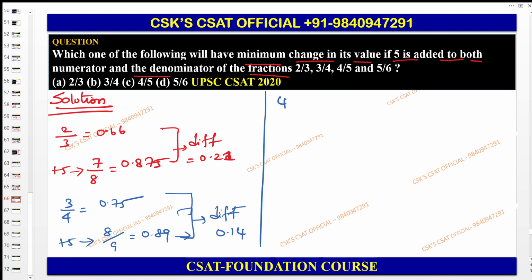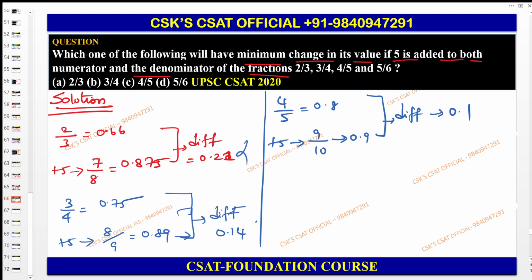Now 4 by 5. So you know 1 by 5 is nothing but 0.2. 4 by 5 is nothing but 0.8. Now adding 5 to the numerator gives 9, and adding 5 to the denominator gives 10. Obviously you know that is 0.9. Find the difference here. The difference here is 0.1. So they're asking you for the minimum, which is the minimum? Now this is not the minimum, and this is not the minimum.